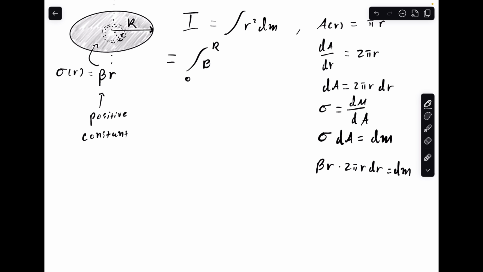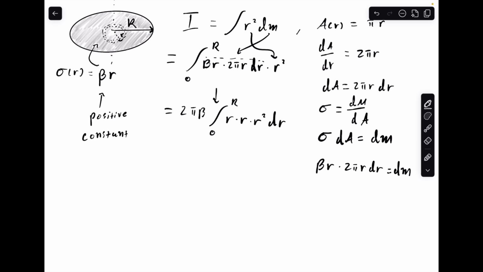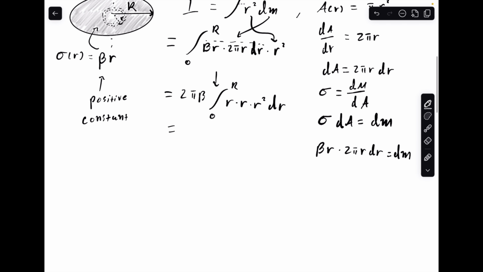But now let's sub everything in. I'll sub in dm, so br times 2 pi r dr, and now I'll multiply by that r squared that I'm pulling down. Here's where dm goes. And now I'll just take out my constants and make this integral look a little nicer. So 2 pi and b are constants, and I'm going to have r times r squared dr. Well, what does that get me? That gets me 2 pi b, the integral from 0 to R of r to the fourth dr.